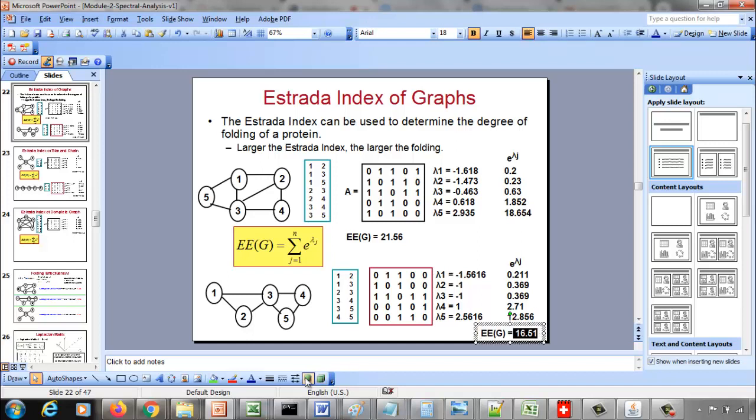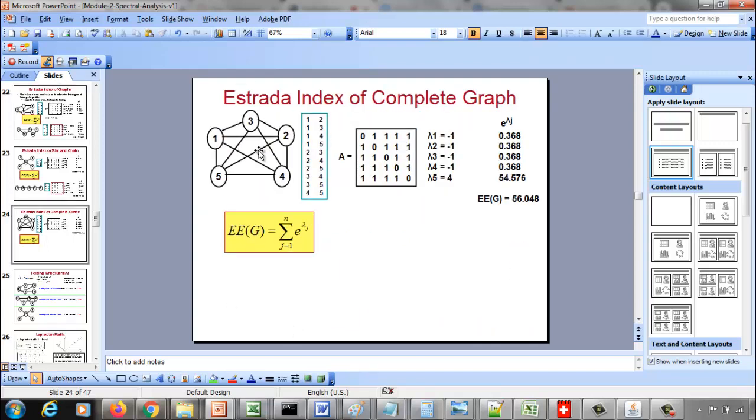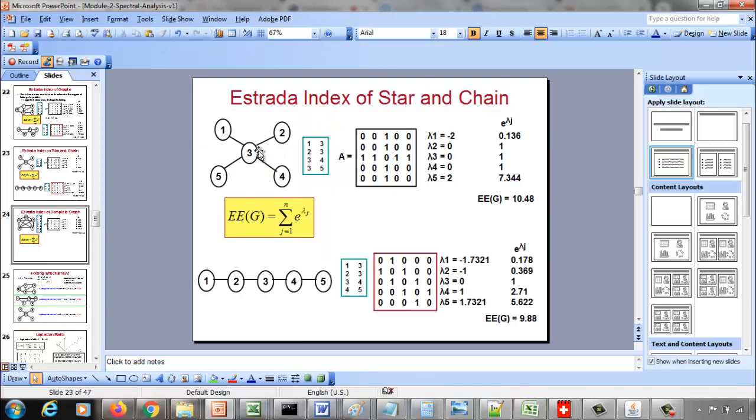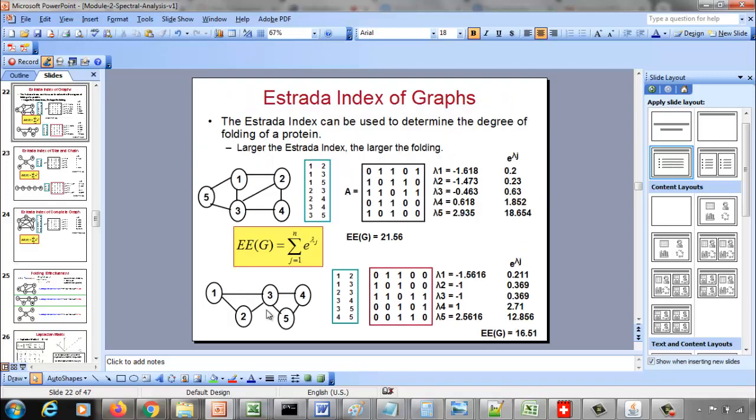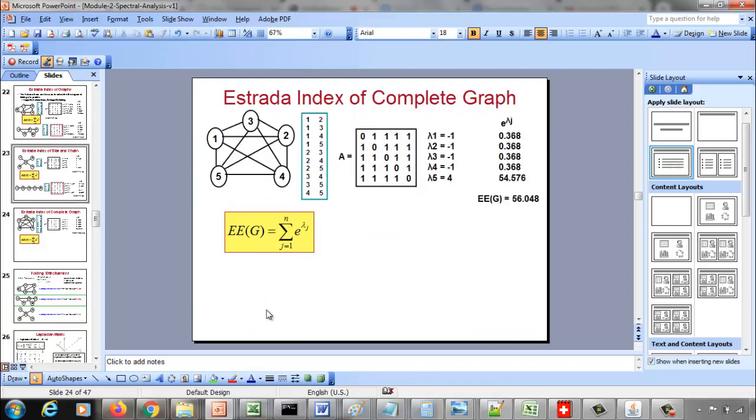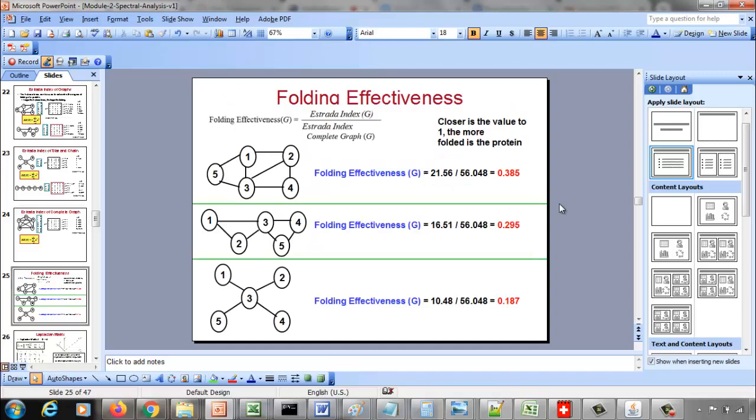But the complete graph for this graph is also going to be the same graph here, because all you need is the number of vertices. So this graph also has 5 vertices. So any 5 vertex graph is going to have a complete graph like this, and an Estrada index as this value. So it means you could divide the Estrada index value that you got for this actual graph by the Estrada index for a complete graph, which is the same number, 56.048, and you get this ratio.